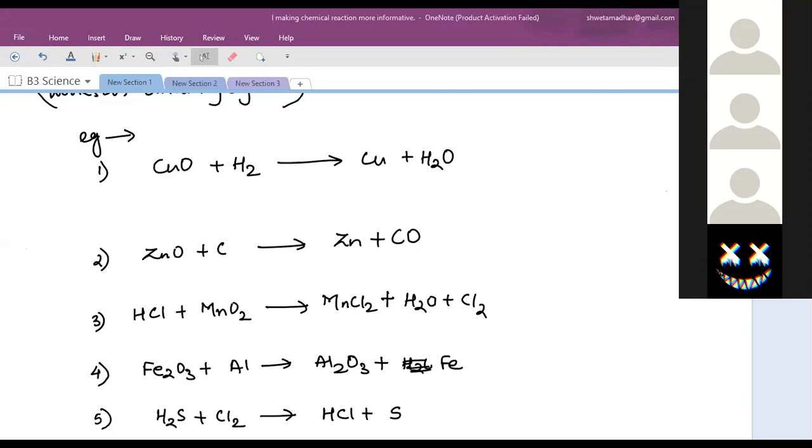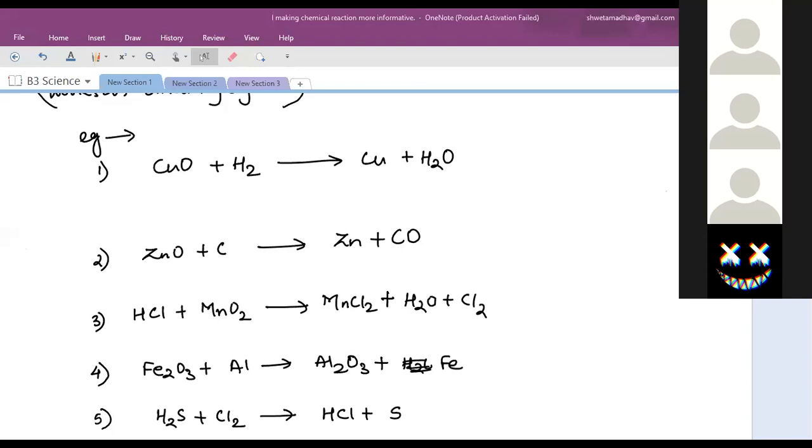Zinc oxide is reduced... No, fourth one. Iron. Which is the substance oxidized? Ma'am, aluminium is oxidized. Okay. And the substance reduced? Iron oxide. Okay. And this one, oxidizing agent? Aluminium.